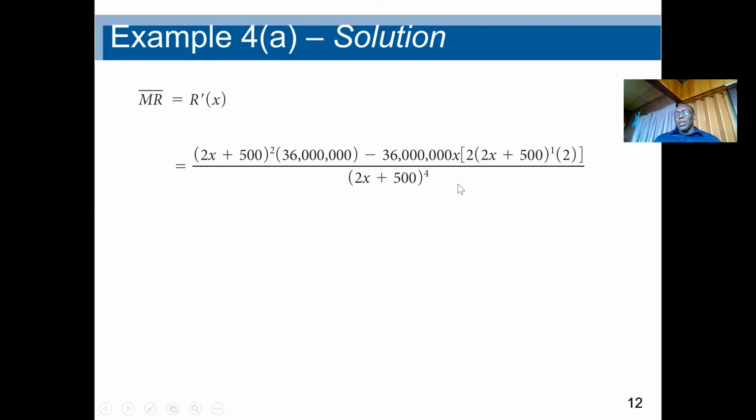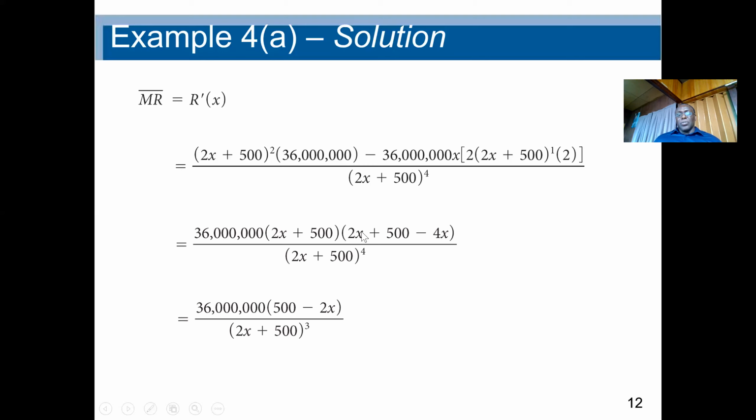So from here, we can simplify, maybe multiply 2 by 4. Then we multiply 4 by 2x plus 500. Then later we multiply it by 36 million x. Then if we like, we can square 2x plus 500. Then we multiply 36 million with it. And that's what we did here. So we get 4x plus 500 and then minus 4x based on this value. And we still simplify the inside.